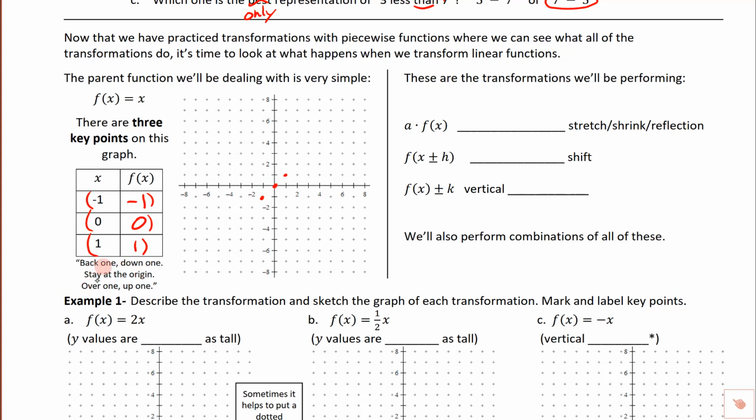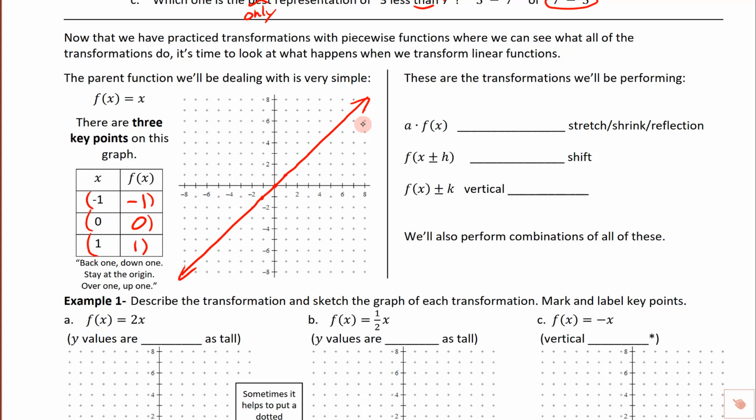And I'm going to keep track of these 3 key points because we're going to use these over and over again. These are the ones that we're going to use to get this shape by saying we go back 1 and down 1. That's the first point. We stay right at the origin for that point in the middle. And then we go over 1, to the right 1, and then we go up 1. So here's what the graph looks like. All we need to do is hit those 3 points. Remember, it extends forever in both directions, so I'm just going to draw that line right there.